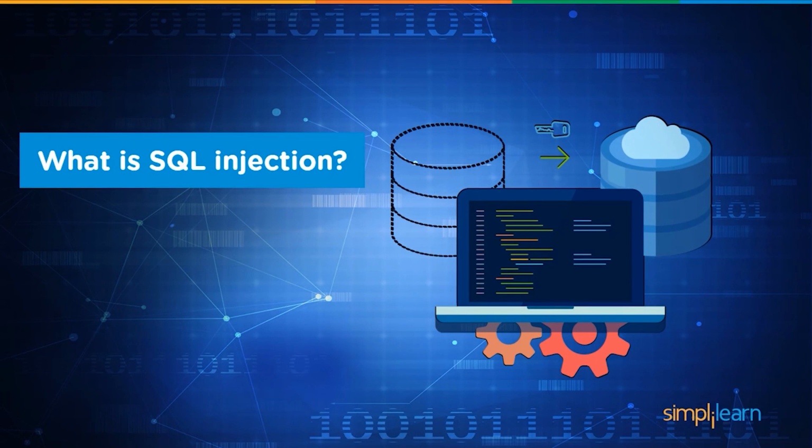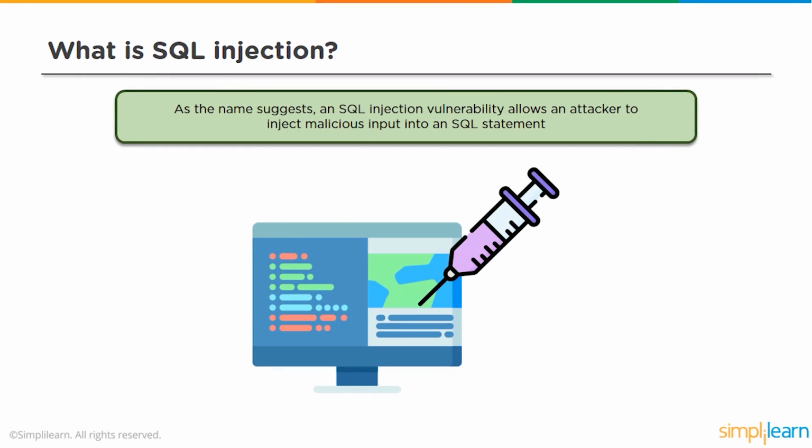So let's begin with what is SQL injection. As the name suggests, SQL injection vulnerability allows an attacker to inject malicious input into a SQL statement. SQL stands for Structured Query Language, which is a language used by an application to interact with a database. Now, normally this attack is targeted towards a database to extract the data that is stored within. However, the vulnerability does not lie in the database itself. The vulnerability will always lie in the application.